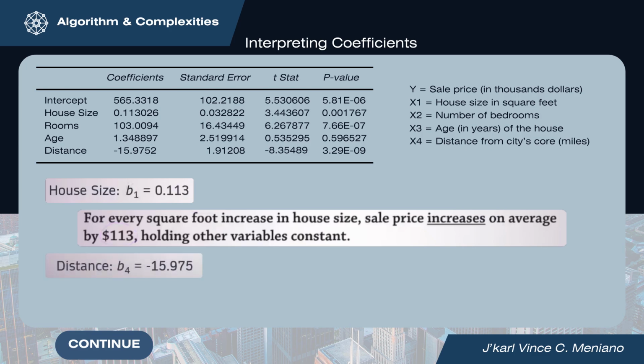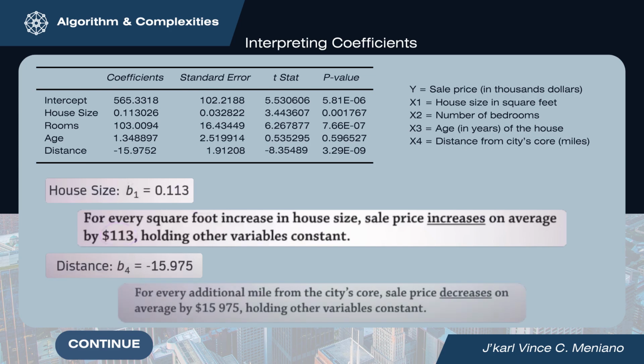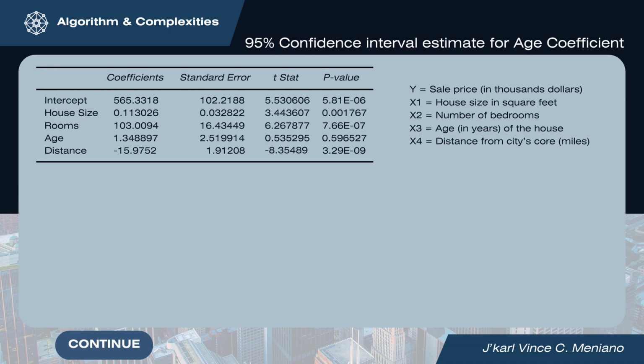Similarly, for distance, the regression coefficient is negative 15.975. It means that for every additional mile, price decreases on average by about $16,000, holding other variables constant. Next, we construct a 95% confidence interval for the age coefficient.